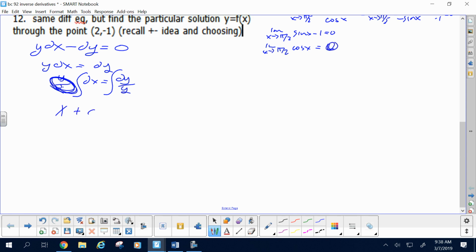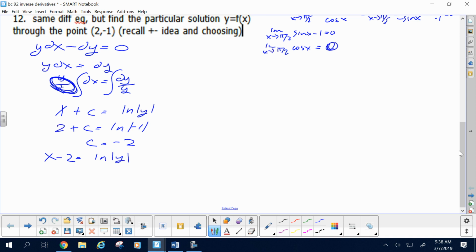x plus c, and the antiderivative of 1 over y is the log of the absolute value of y. Oops, not plus c on both sides. All right, so now we're going to use the initial condition. x is 2 when y is negative 1. You can see if you don't have the absolute value, then you're going to break math by taking the log of a negative. So c is negative 2. Do you agree? x minus 2 is the natural log of the absolute value of y.